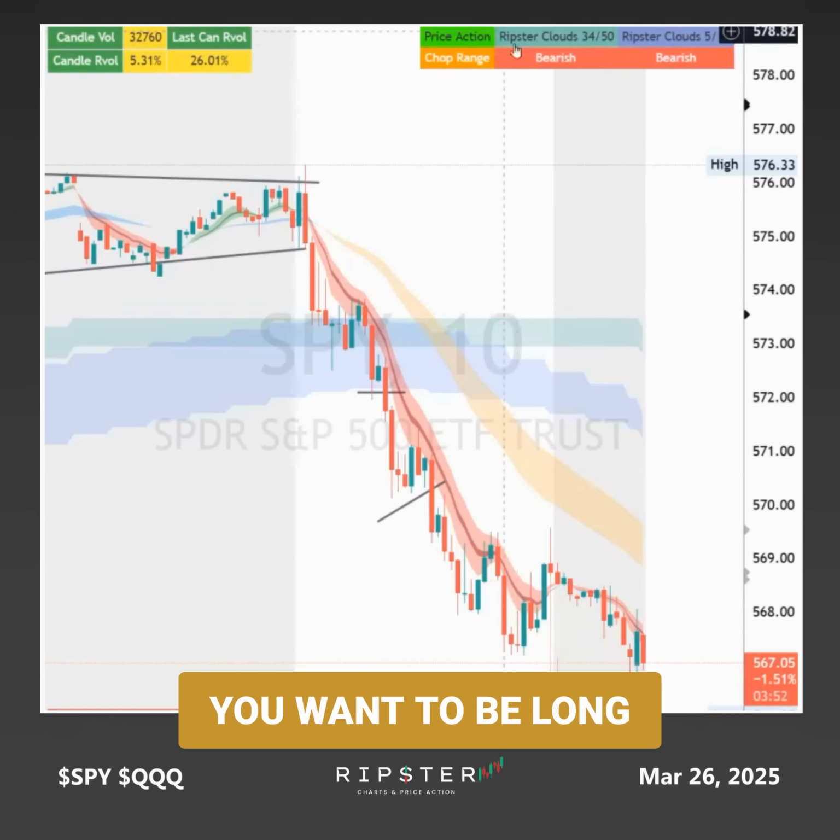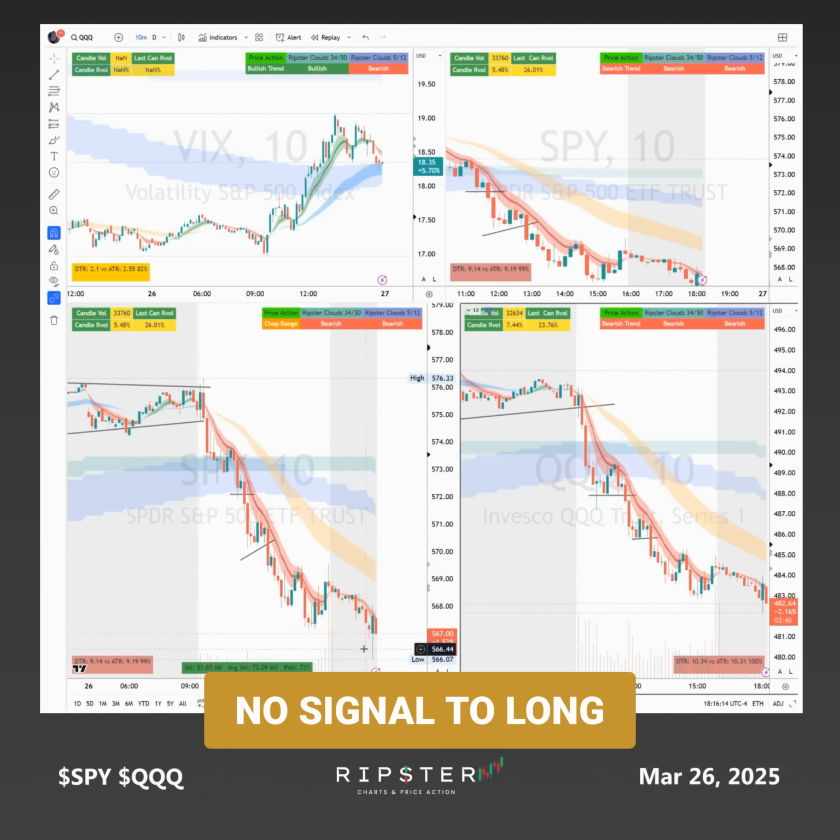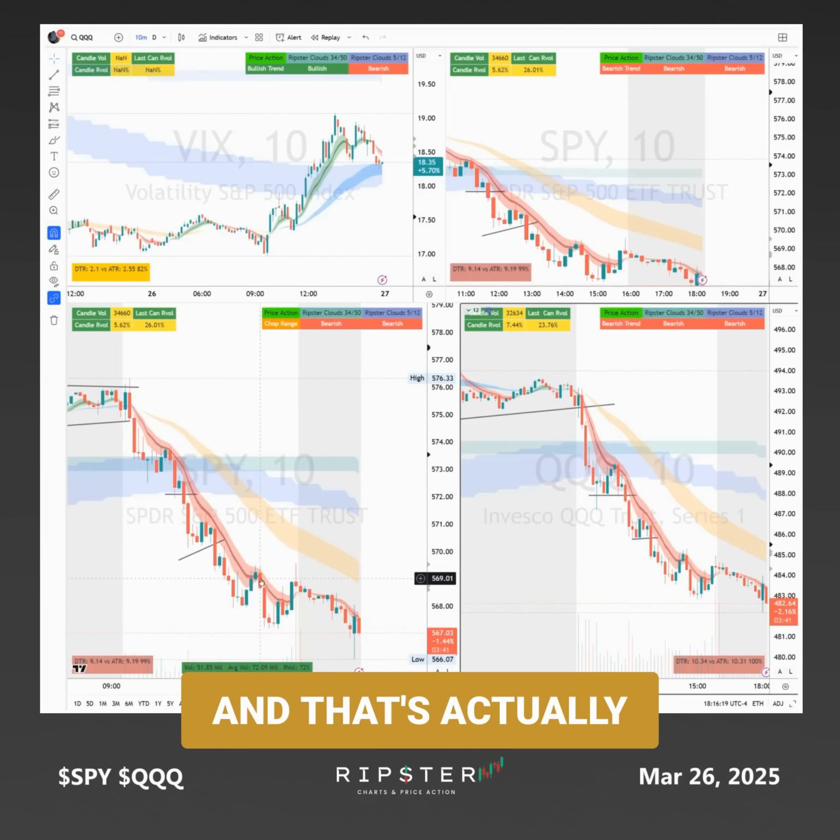They never turn bullish. You want to be long when both are bullish, or at least one is bullish, then you can long the curls. But there was no signal to long. There was this fake curl which failed, and that's actually a short setup.